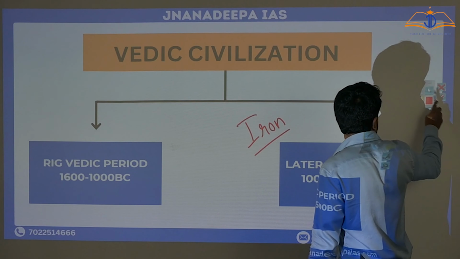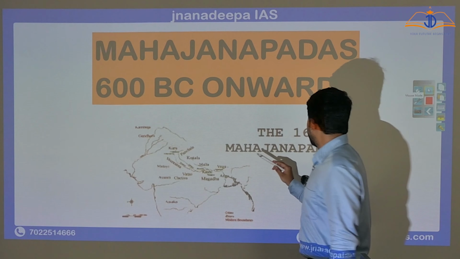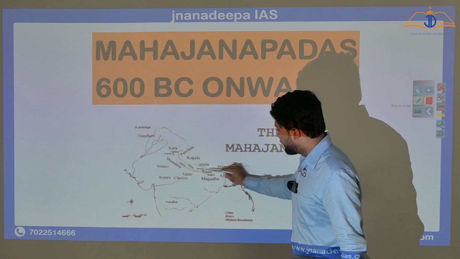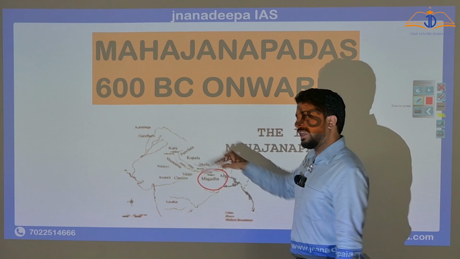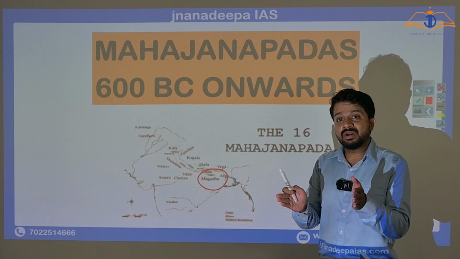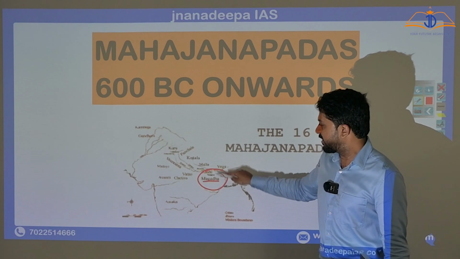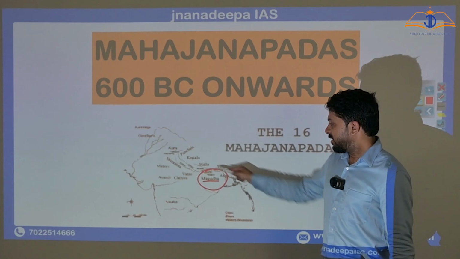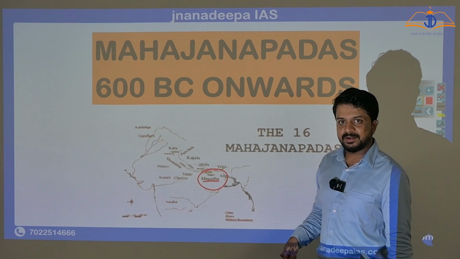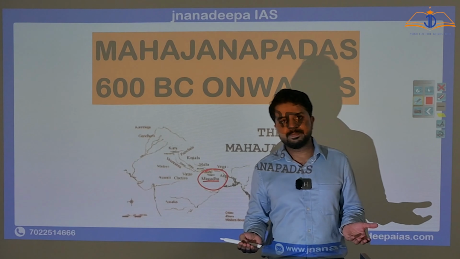And during the time of Mahajanapadas, I told you, Magadha was one of the most important Mahajanapadas, and this Magadha was placed in the Bihar, Jharkhand regions, where iron ore was present in maximum extent. The iron ore was nearby to where Magadha was situated. And as a result, Magadha grew in prominence.